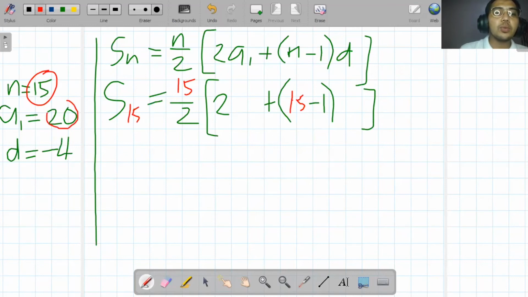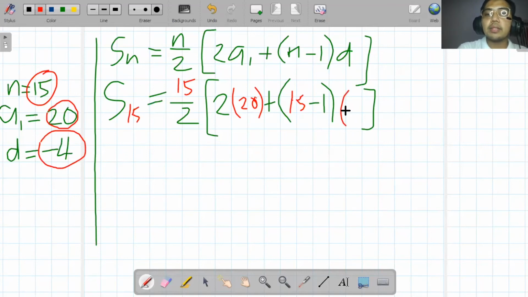So now, we substitute our a sub 1. A sub 1 is 20. So, 20 imong ibutang diha. Then, that's 20, not 6. That's 20, sorry. And then, the common difference, you have negative 4. So, again, place inside the parenthesis if it is negative, so dili na niyo i-confuse into minus.